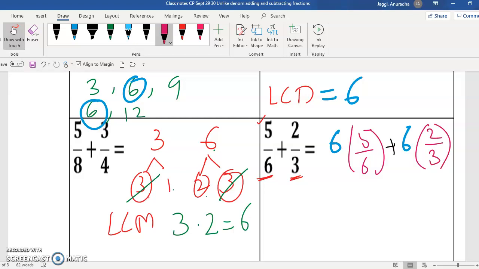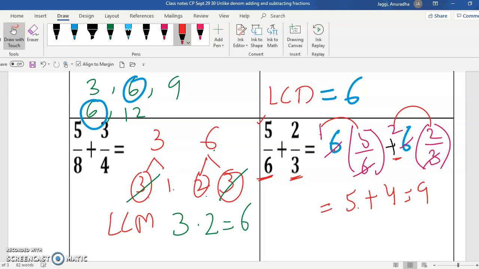6 goes into 6 one time. 3 goes into 6 two times. So simplify further. 1 times 5 is 5 plus, copy the plus, 2 times 2 is 4. So what's the result of step 3? 9. Unless I'm making a mistake. 6 is the LCD, 5 by 6, 6 goes into 6 one time, 1 times 5 is 5. 6 is the LCD, times 2 by 3, 3 goes into 6 2 times, 2 times 2 is 4. 9.